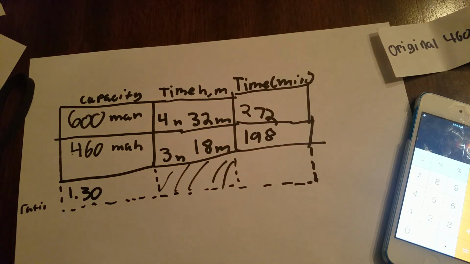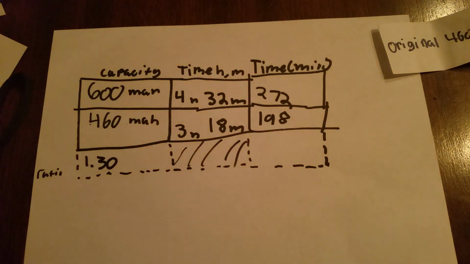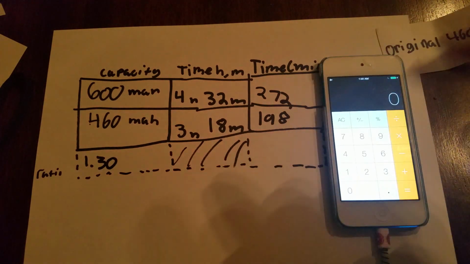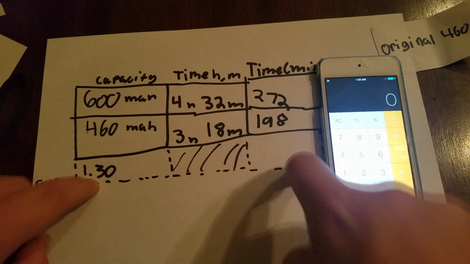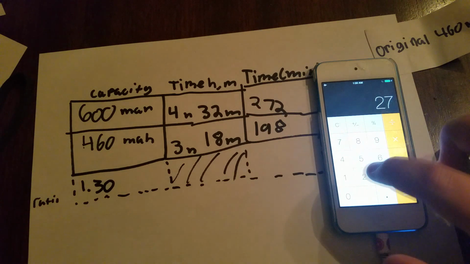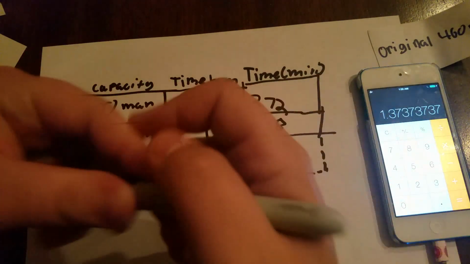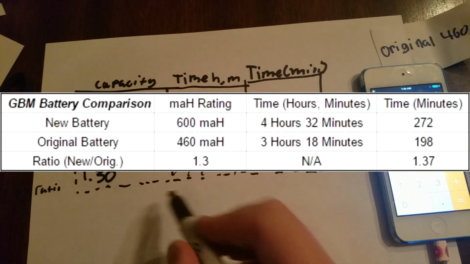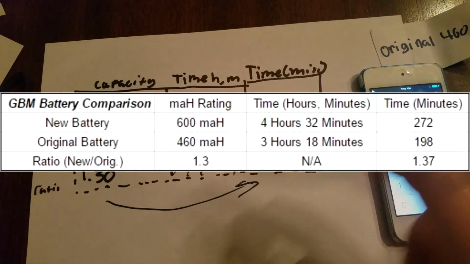Now we're going to divide those two numbers and see if the new battery is actually 600 milliamps. And the easiest way to do that is if these two ratios are matching or close enough, then the number is actually true. And from these it appears to be. So we're going to do 272 divided by 198, and we're getting a 1.37. So, this number is actually greater than this number, which means it did better than we expected.